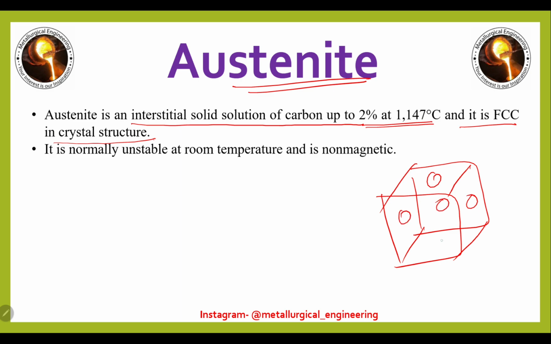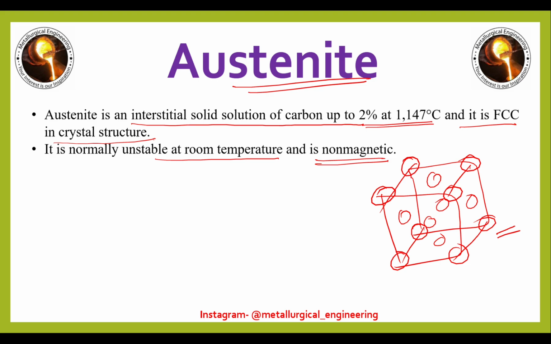They have only face center atoms. The outer one. So this is the FCC crystal structure, and it is normally unstable at room temperature, and the behavior of austenite is non-magnetic.